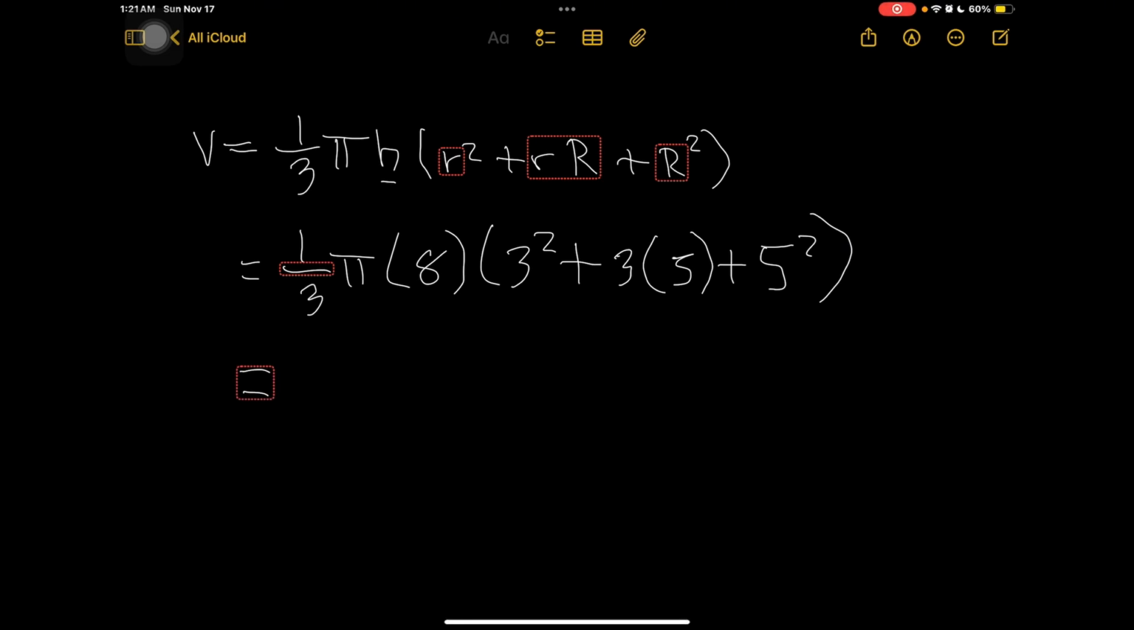We just copy the 1/3 pi and 8. And first, we solve this one, which is 3 squared. So 3 multiplied by 3 is 9, and 3 multiplied by 5 is 15, and 5 squared is 25. So we add them together. So 9 plus 15 plus 25 is equal to 49.